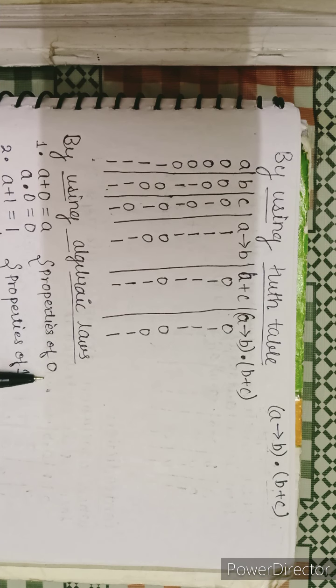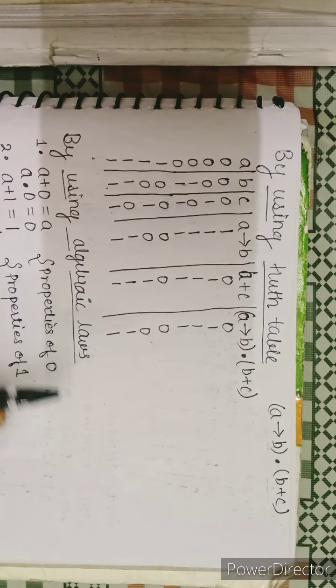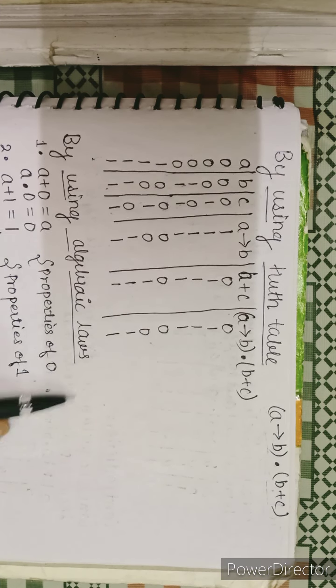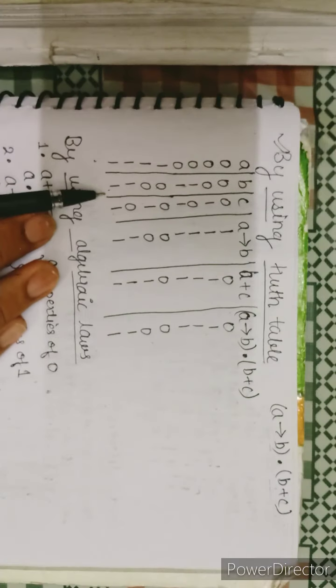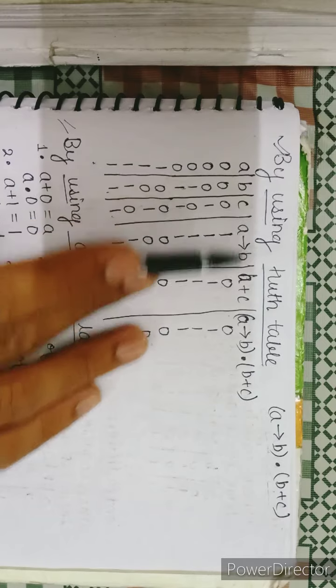In my last video, I told you about syllogism. Syllogism is the process of drawing conclusions, and we can draw conclusions in two ways: by using truth table and by using algebraic laws. So first we are going to discuss using truth table.